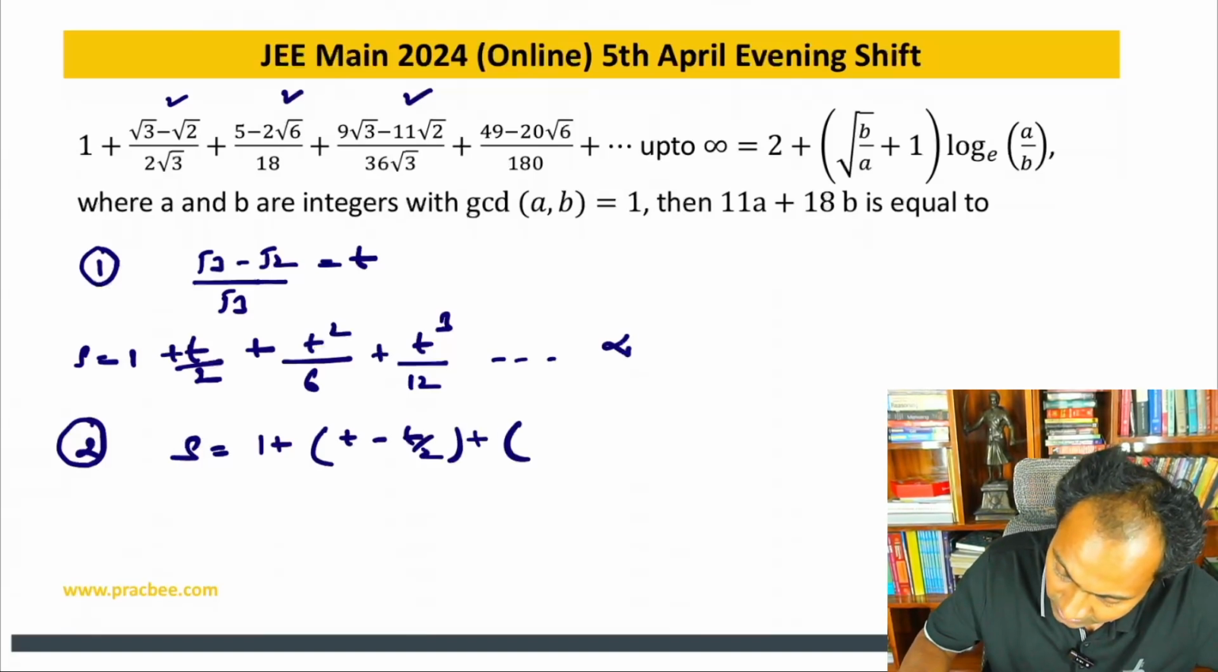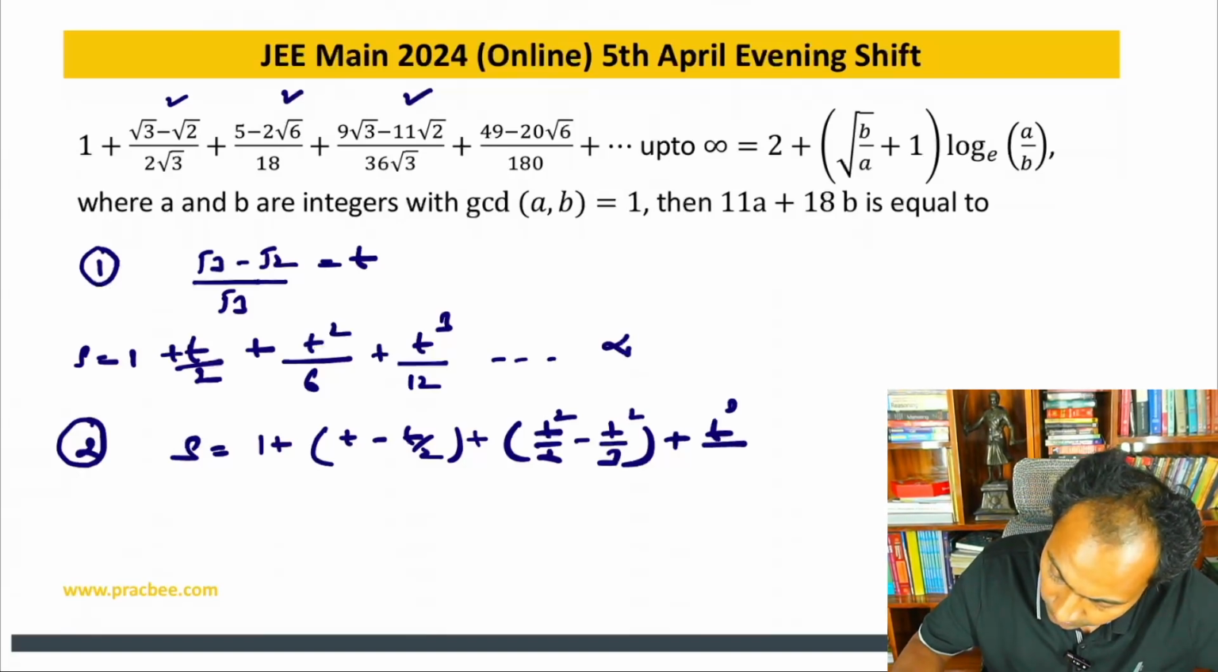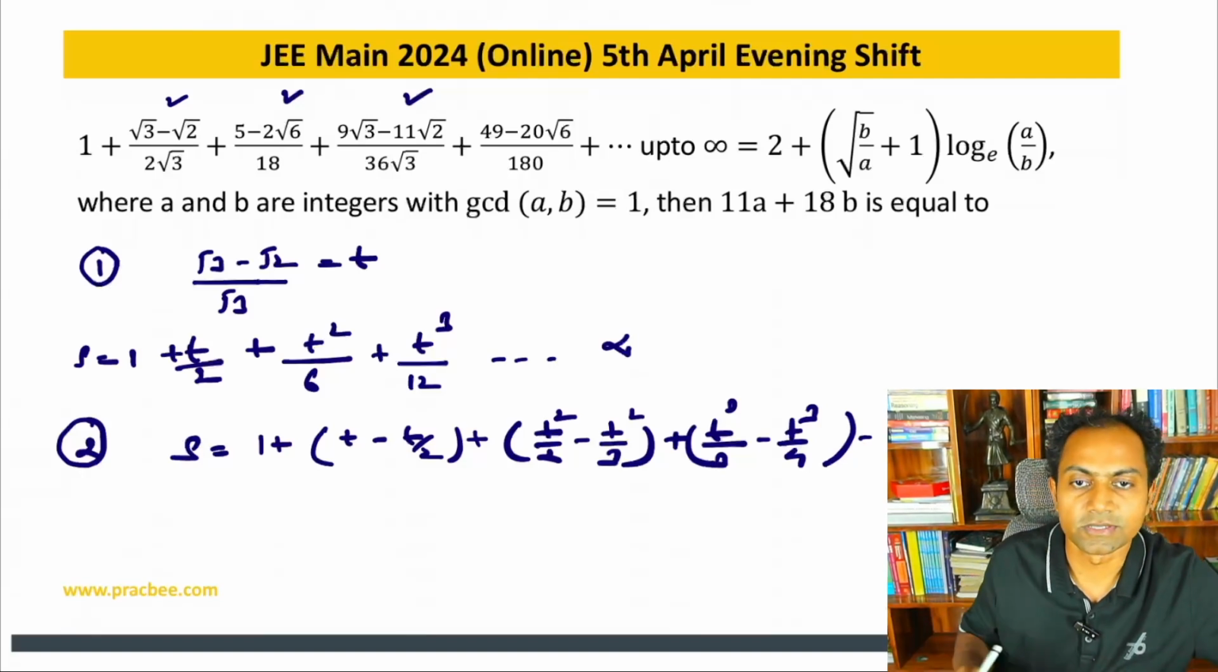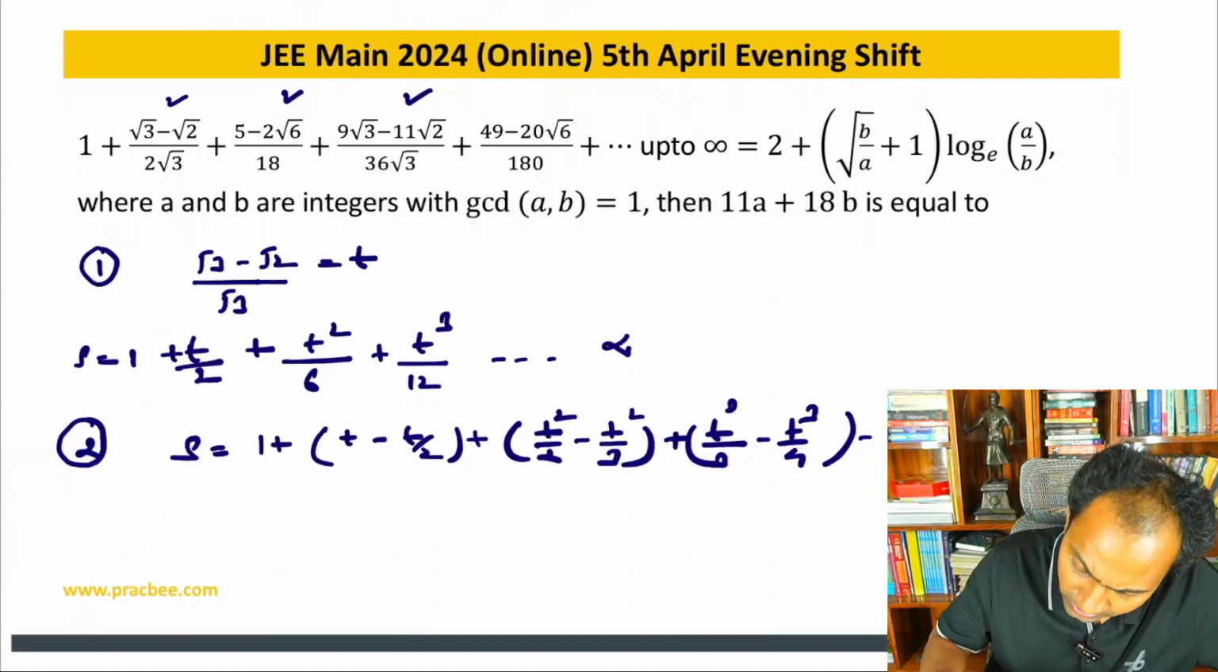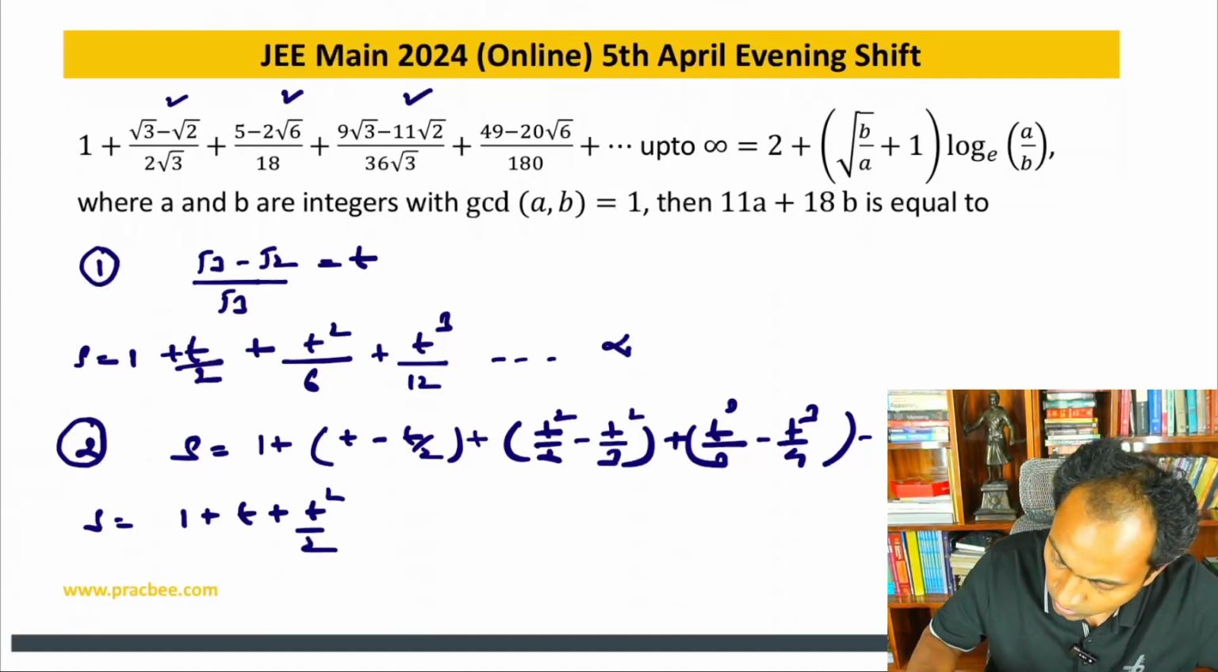The next one is nothing but t by 2 minus t by 3. The next one is nothing but t square by 3 minus t cube by 4, and so forth till infinity. This is very important. Why are we doing so? Because by doing this, I can rewrite this into two series. One is 1 plus t square by 2 plus t cube by 3 till infinity.